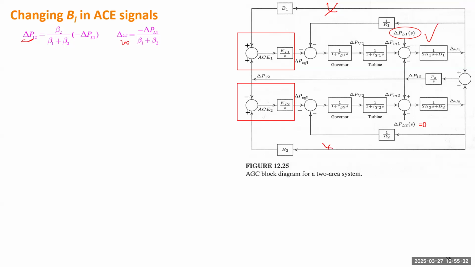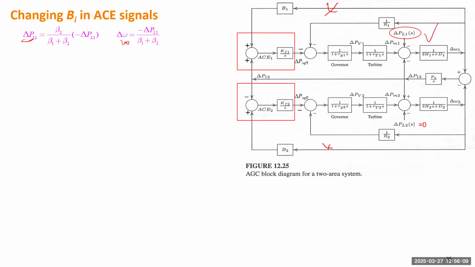Do you remember how beta 1 is calculated? What is beta 1? Basically just 1 over R plus D, right? Beta 1 will be 1 over D1 plus 1 over R1 plus D1. Beta 2 will be 1 over R2 plus D2. Because the governor is a droop control, it doesn't completely eliminate the frequency deviation. So you will see tie line flow change and also the frequency change.